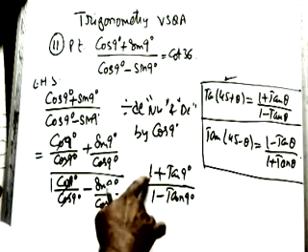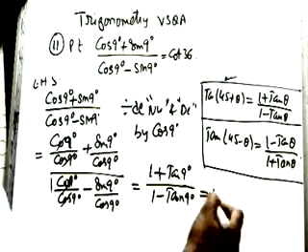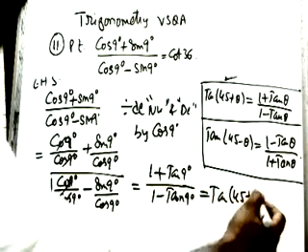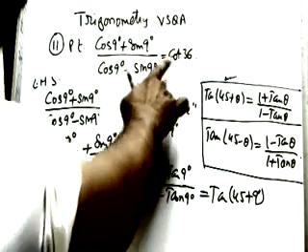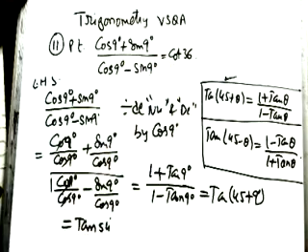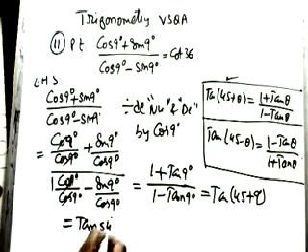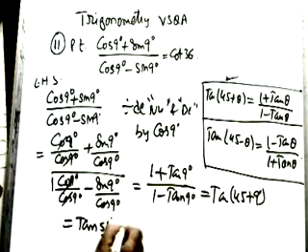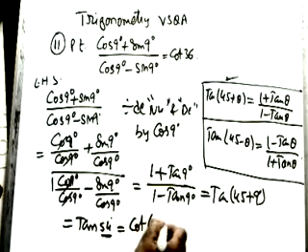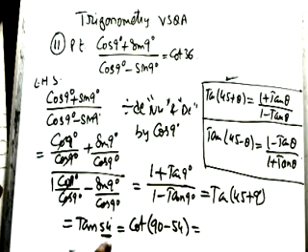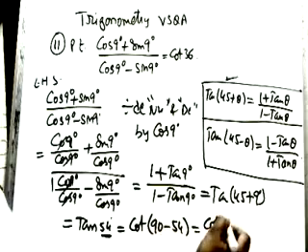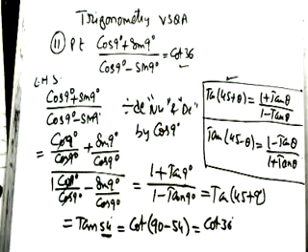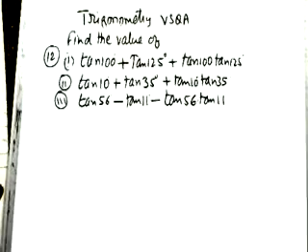Which is tan 9 degrees. Now we have seen the formula (1 plus tan theta) by (1 minus tan theta) is tan(45 plus theta). So this will become tan(45 plus 9), which is 54 degrees. But we have to bring the answer in cot. So tan theta can be written as cot(90 minus theta). So cot(90 minus 54) is 36 degrees. This is the answer we have to get.